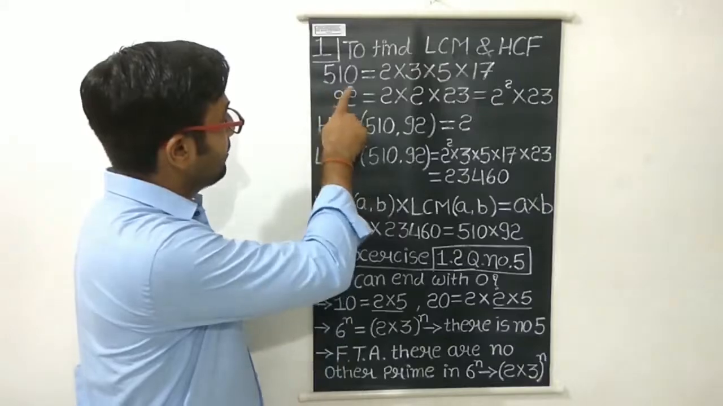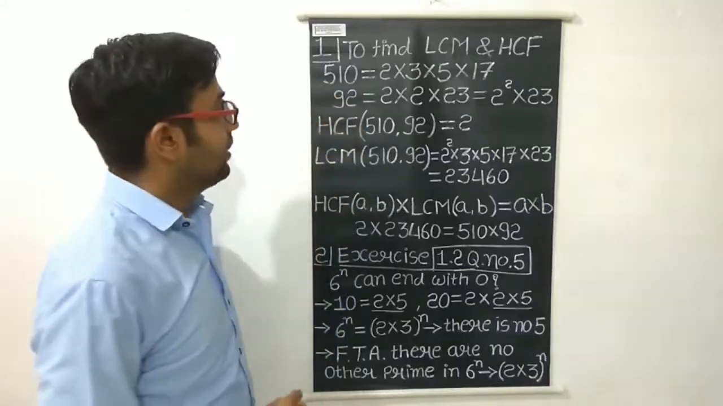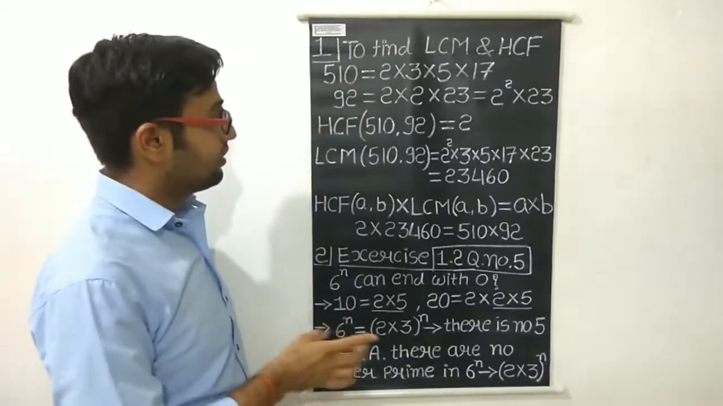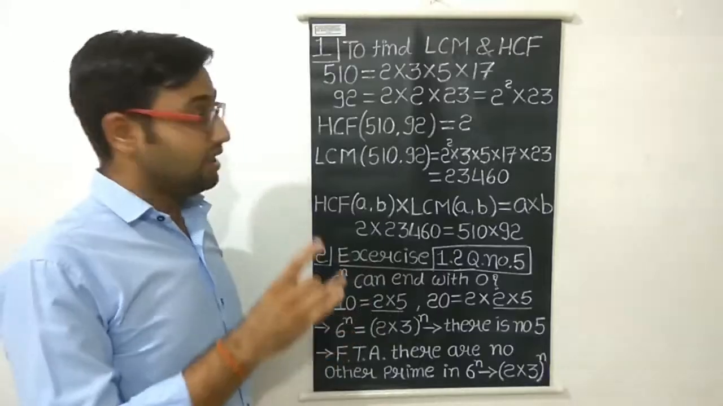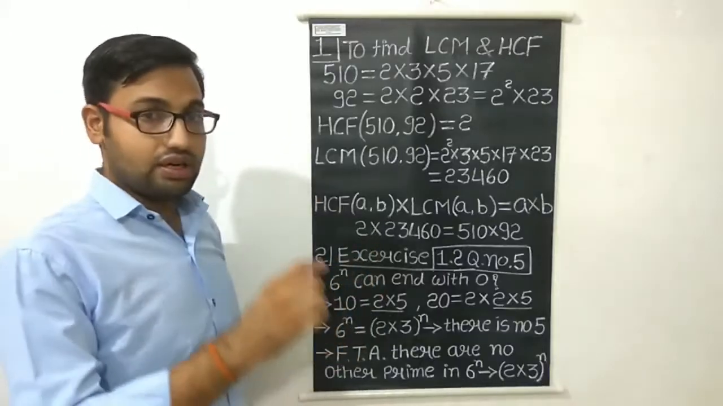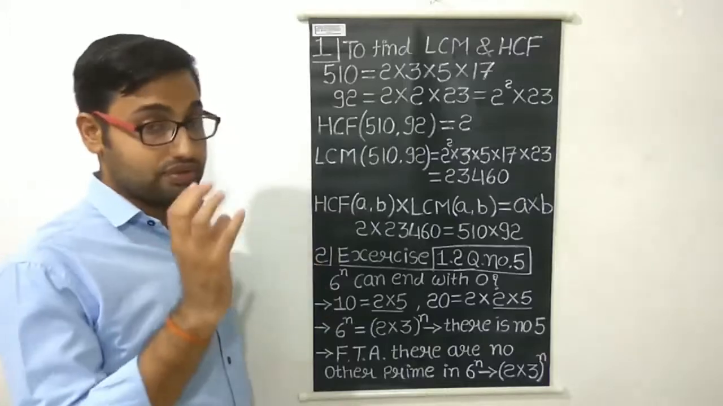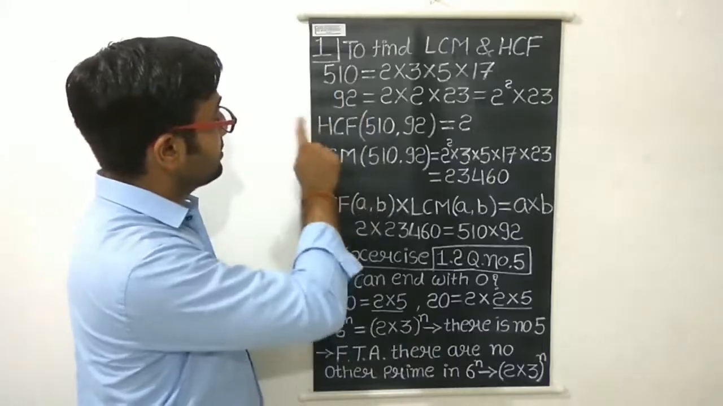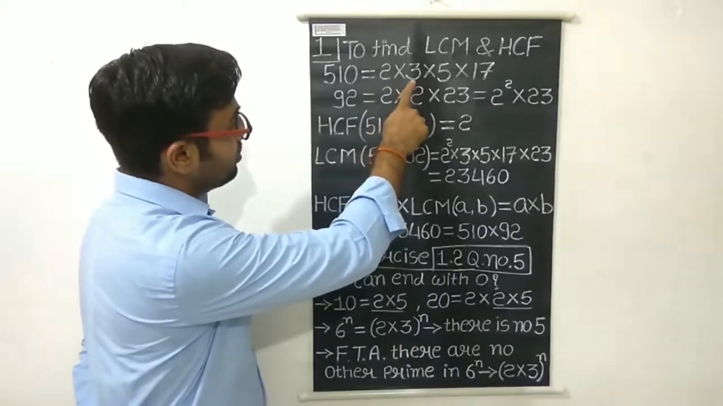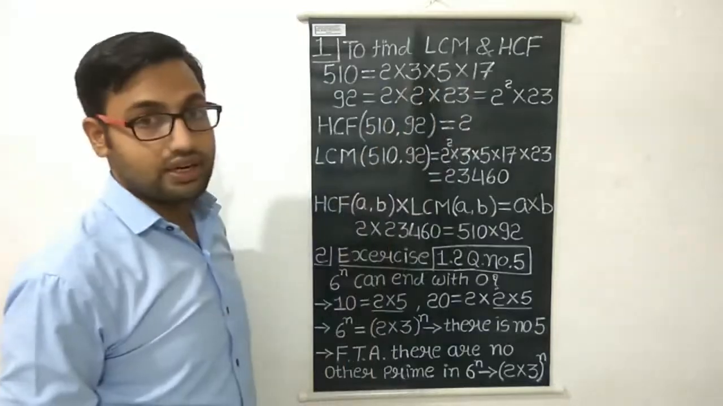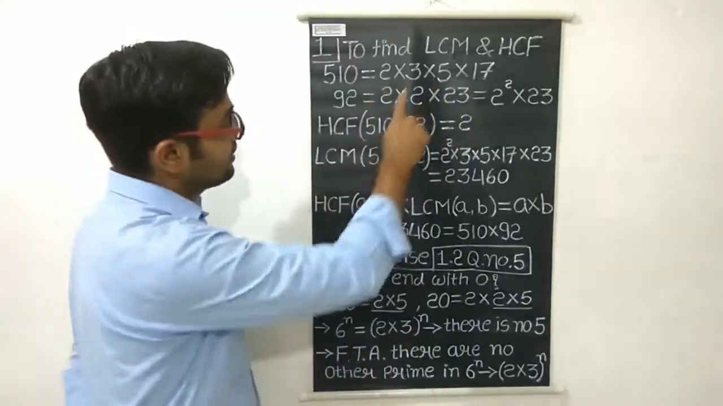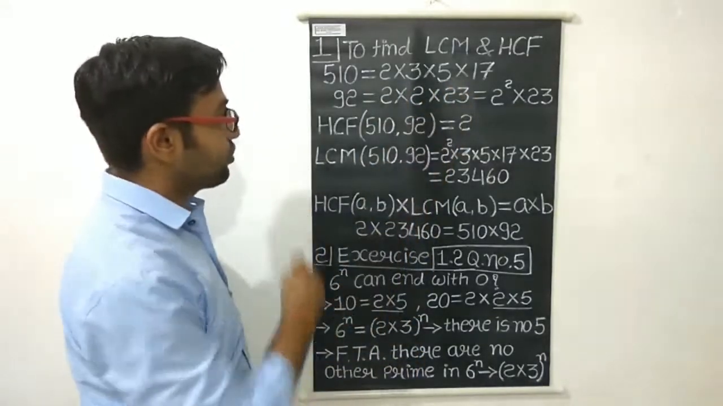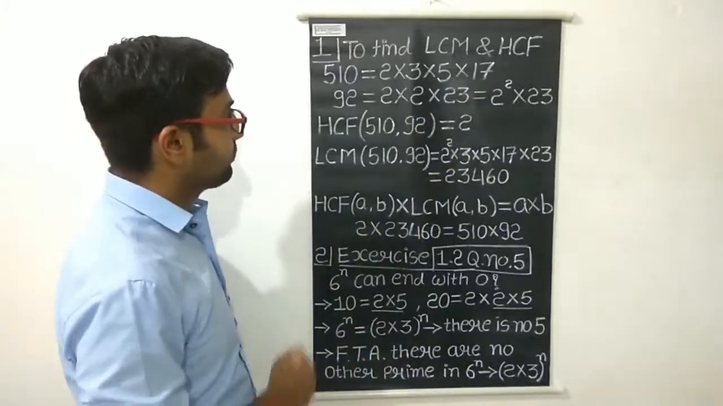We have two numbers, 510 and 92. If we factorize 510, we get the prime factors. Remember one thing: we have to factorize any number into prime factors only, then only this fundamental theorem of arithmetic can apply. So if we factorize 510, we will get 2 into 3 into 5 into 17. 2 threes are 6, 6 fives are 30, and 30 into 17 equals 510.